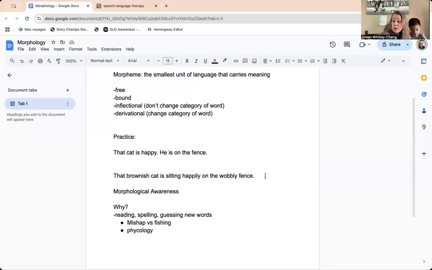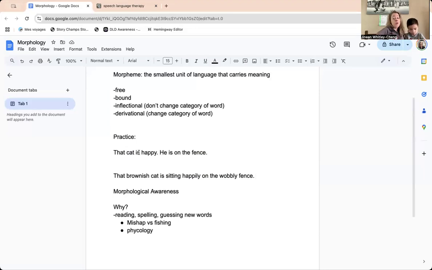Sometimes when a speech therapist is saying, oh, I counted your child's MLU, sometimes they're counting those morphemes. So that's their mean length of utterance. And if they're doing it in morphemes, they're going through and saying, okay, each time this child talks, how many morphemes is the child using?